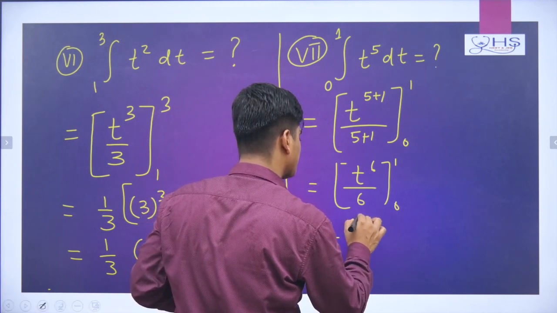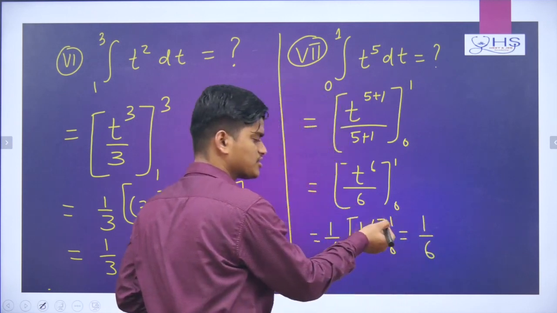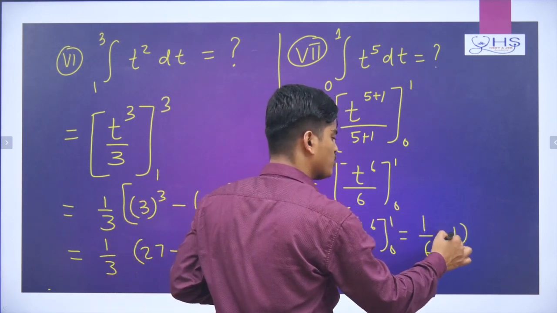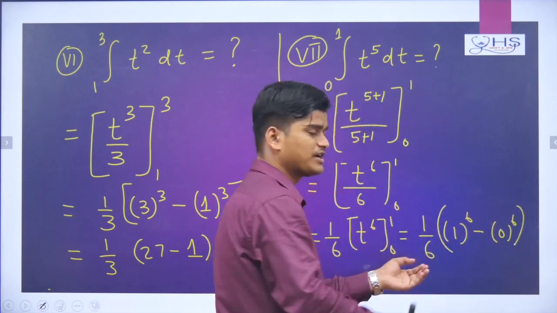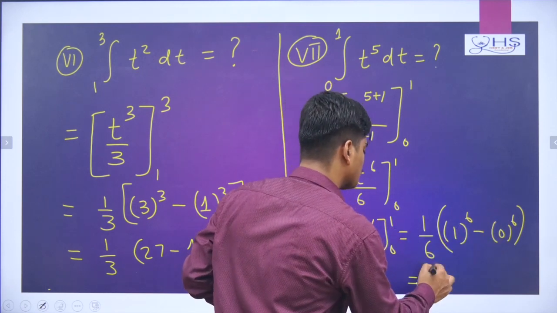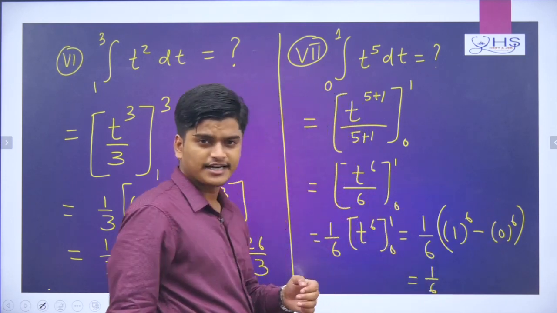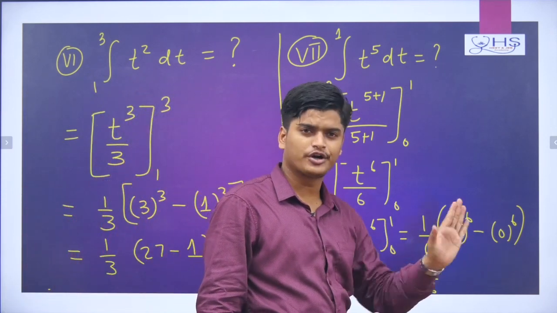Now t to the power 6, here you have to put 0 to 1. Now 1 by 6, now in place of t you put 1. So 1 to the power 6 minus 0 to the power 6. So how much will come? 1 to the power 6 is 1, 0 to the power anything is 0, so no need to write that here. So we will write 1 by 6. Understood? So remember, when the lower limit is 0, this minus term no need to write.